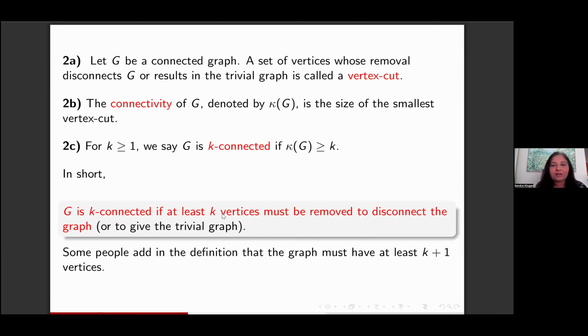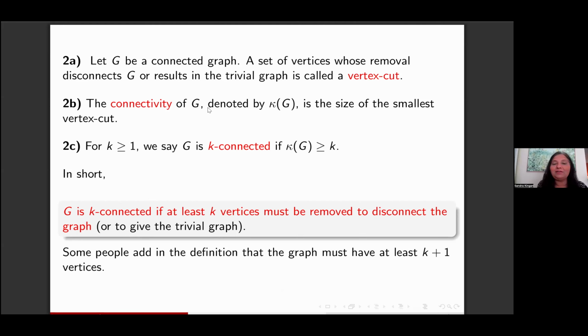Okay, so let me paint a picture of connectivity for you. If G is a connected graph, right? Imagine a connected graph. A set of vertices whose removal disconnects G is called a vertex cut, right? Imagine a connected graph, and you pull out a set of vertices, disconnects G. We have that little bit over here, or results in the trivial graph, simply because we have to account for K_n, the complete graph, and you'll see in a moment.